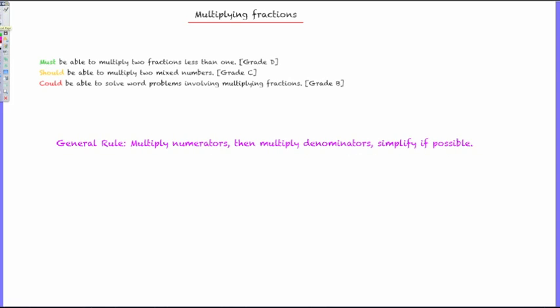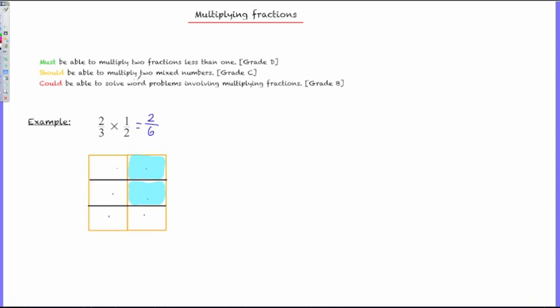Okay, so there's a general rule. We can multiply numerators and then multiply the denominators, and then we can simplify it if possible. So just have a quick look back. All we need to do, instead of drawing diagrams, is multiply my numerators. So 2 times 1 is 2, and then multiply my denominators. 3 times 2 is 6. We get 2/6, and we can simplify that to be 1/3.